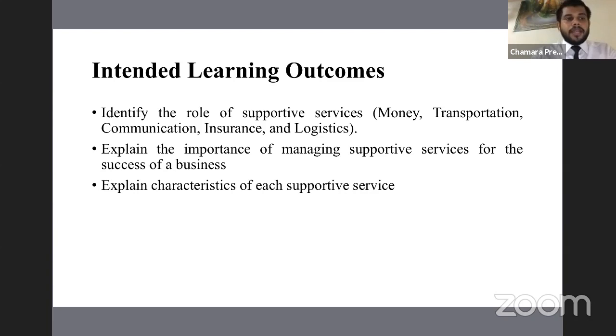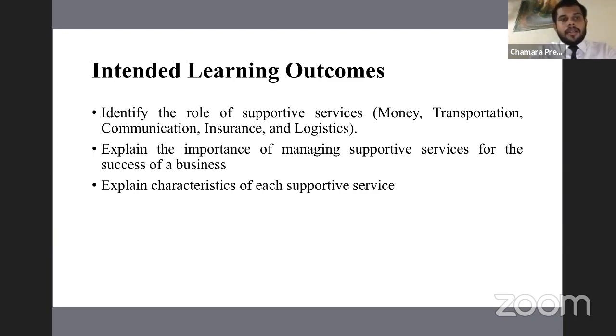And also, finally, explain the characteristics of each supportive service. Now, if we look at money as a supportive service, and if you take transportation as a supportive service, what are the characteristics, right? So what kind of transportation methods are available, right?